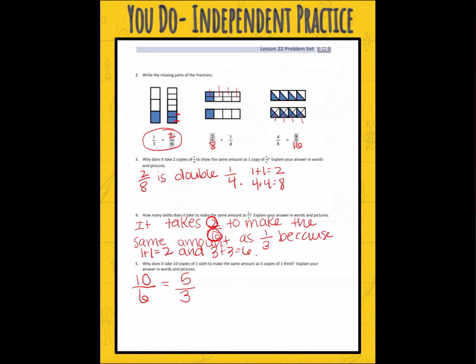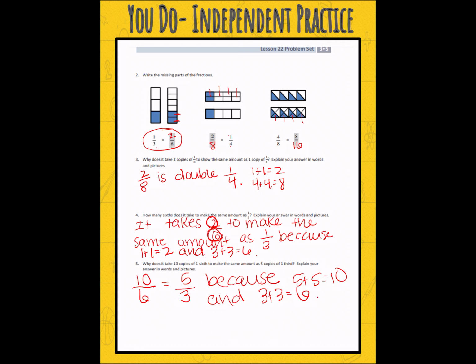And we can just write 10/6 equals 5/3 because 5 plus 5 equals 10, and 3 plus 3 equals 6. We're just using our doubles facts, and we're just explaining how we can use doubles facts to find equivalent fractions.